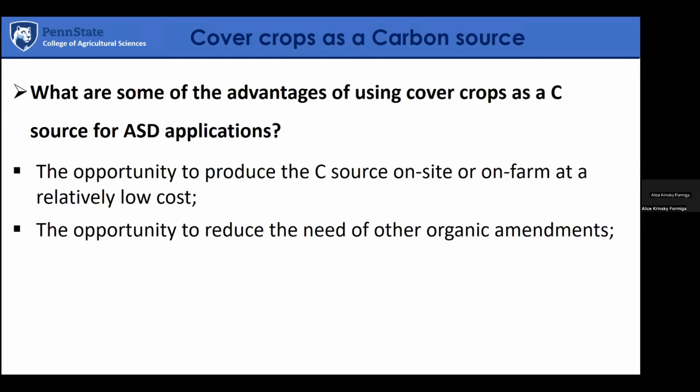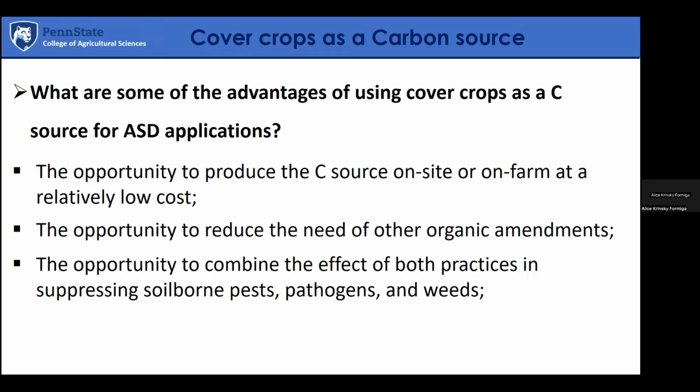Then, the other advantage is the opportunity to reduce the need for other organic amendments. So sometimes the cover crop may not be enough as a carbon source, but definitely the fact that we are using a cover crop may reduce the amount of other organic amendments that we may need for the application of ASD. And then the other aspect is the opportunity to combine the effect of both practices.